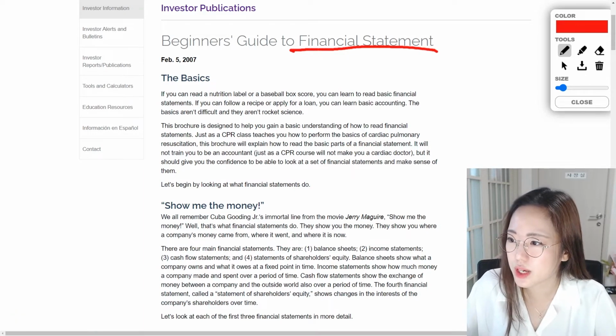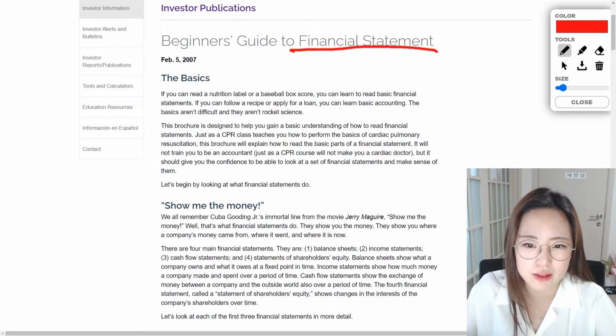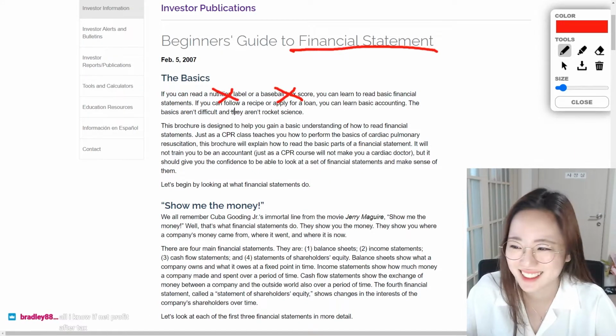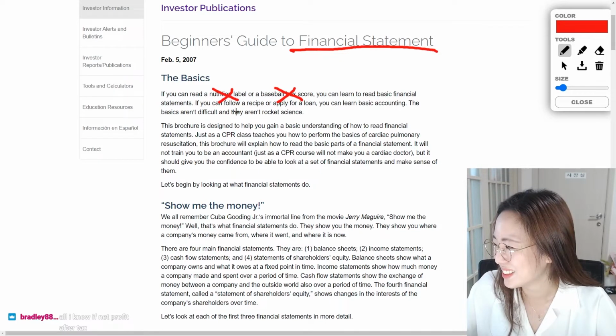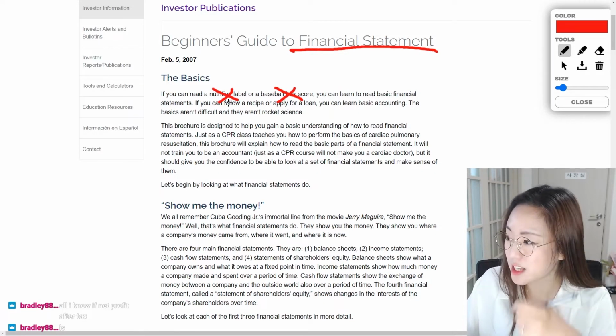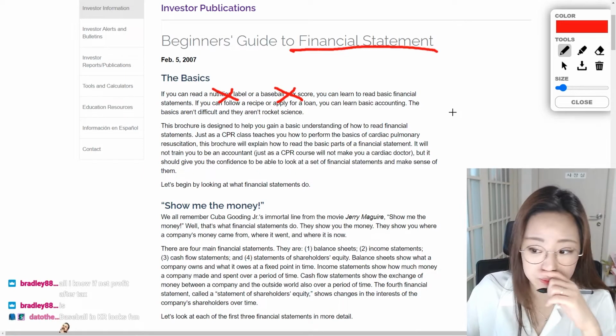If you can read nutrition labels or a baseball box score, you can learn to read basic financial statements. I don't do this one or that one, so it's going to be hard. Net profit after tax. Ooh! That's not that bad, Bradley. We're getting somewhere, right?